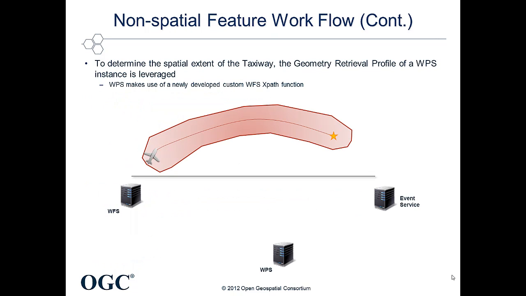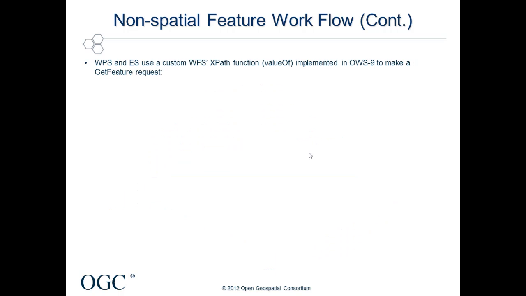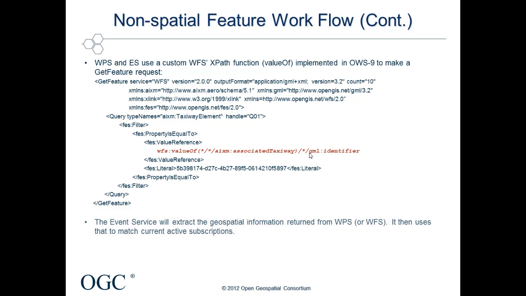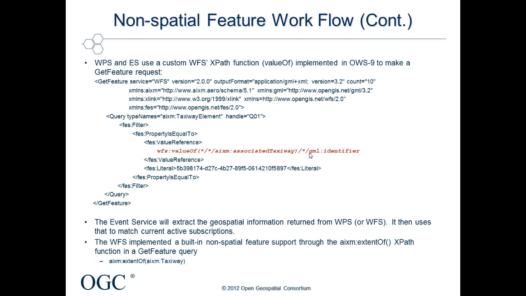In order to determine the spatial extent of the taxiway, a web processing service implementing the geometry retrieval profile is leveraged. The WPS process is executed using the GML identifier of the feature as an input. The result provides the geometry of the associated taxiway elements back to the event service. Internally, the WPS makes use of a custom WFS XPath function, the value of function, to retrieve the associated features of the taxiway. The event service will extract the spatial information from the successful WPS request.